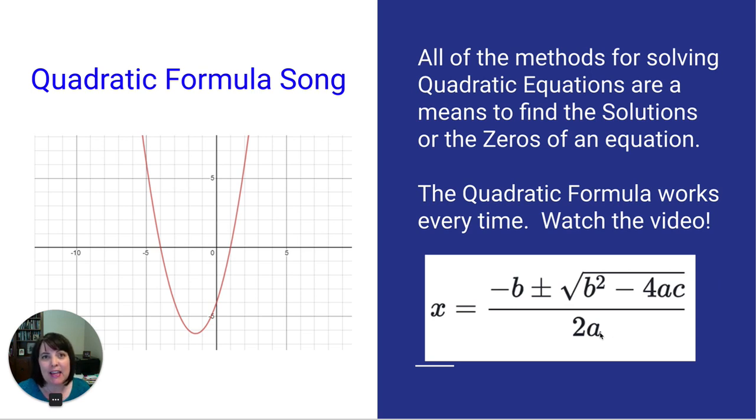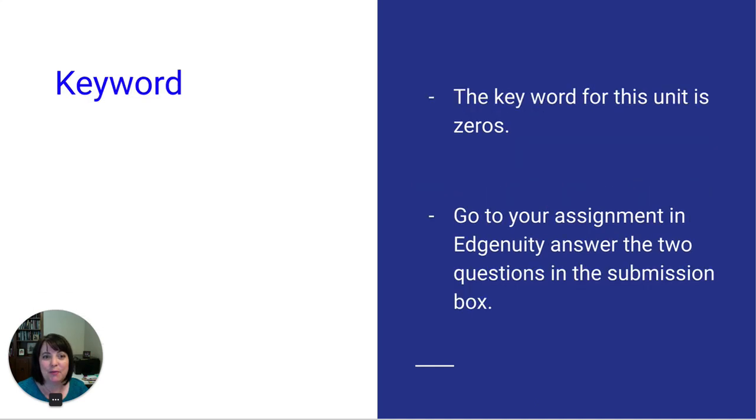Now there's a link on my introduction page that takes you to a video of a song that helps you memorize this, and even as I'm sitting here, it's running through my head, so it gets stuck in your head, but it's a great way to learn it. It says negative b plus or minus the square root of b squared minus 4ac all over 2a. So it'll be really helpful. This is one of those ways that you'll always be able to find the zeros, and something we're going to be working on this unit.